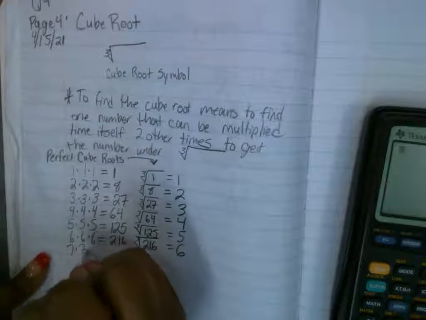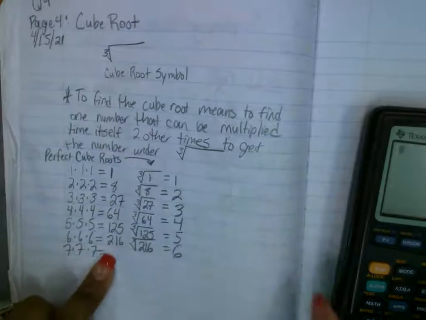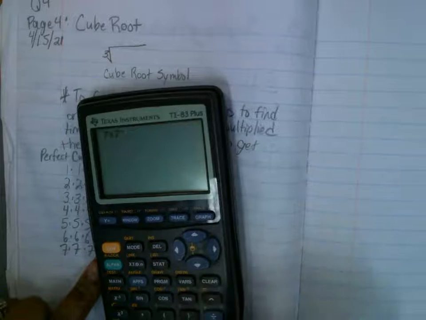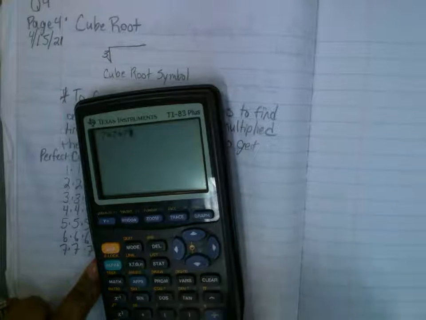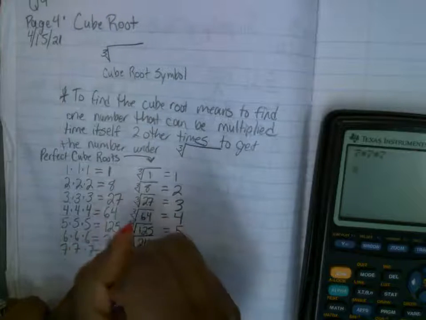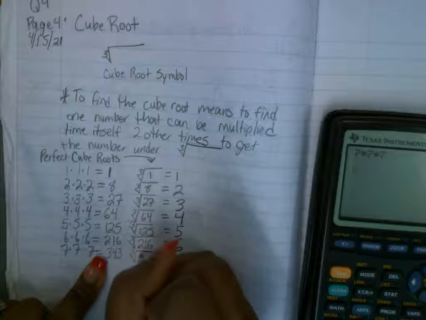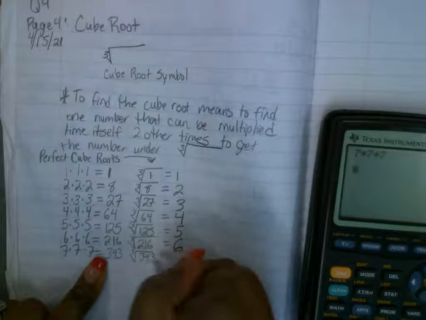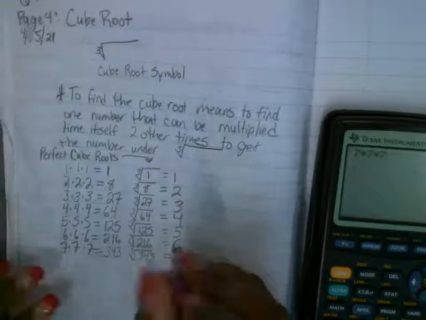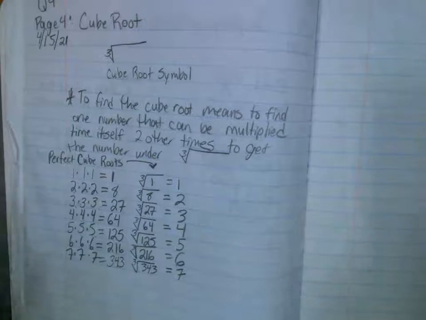7 times 7 times 7. Anybody get that one? 343. So the cube root of 343 is equal to 7. Okay? Any questions about that?